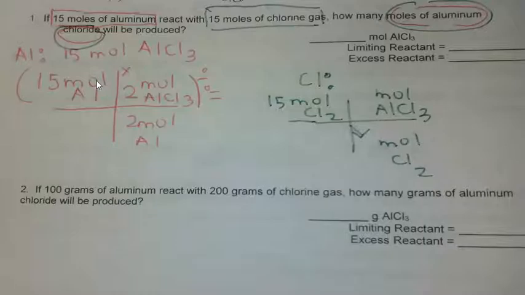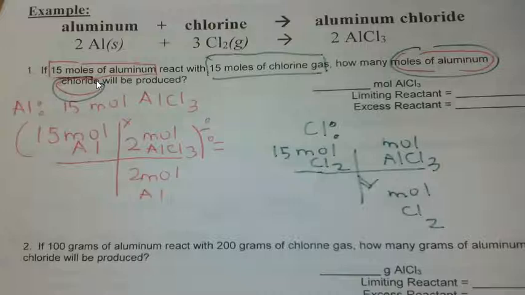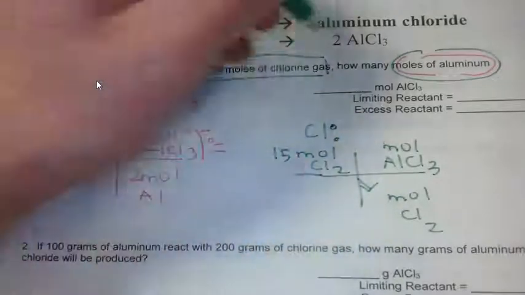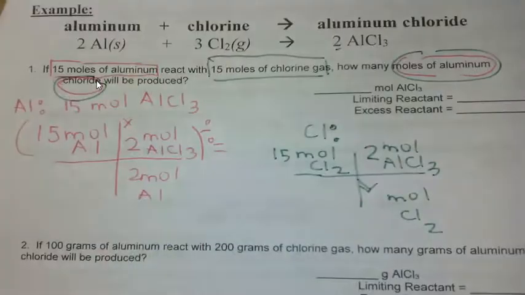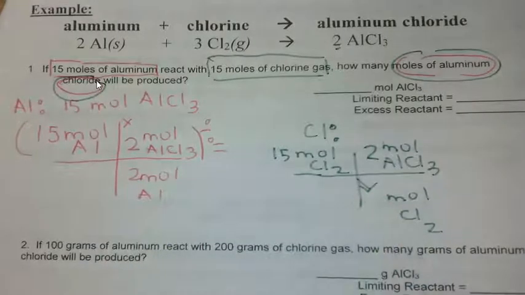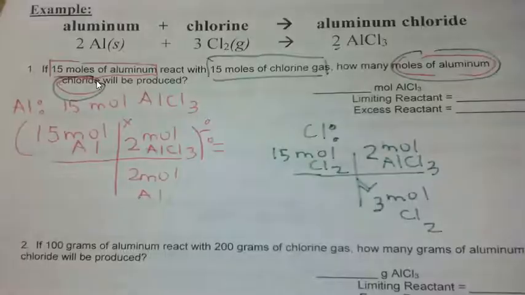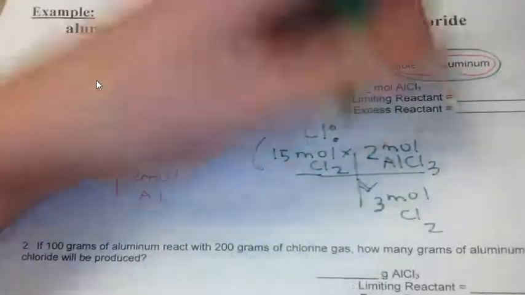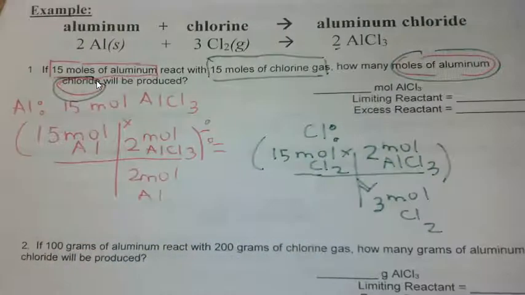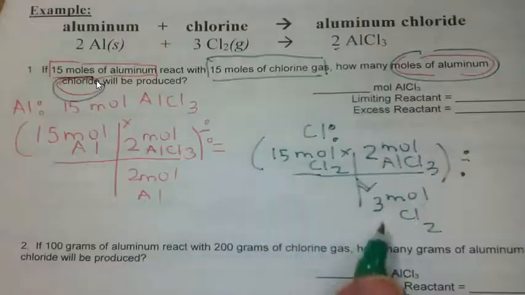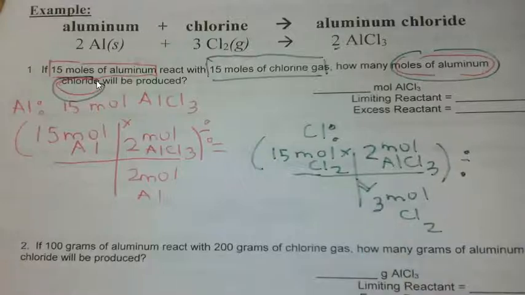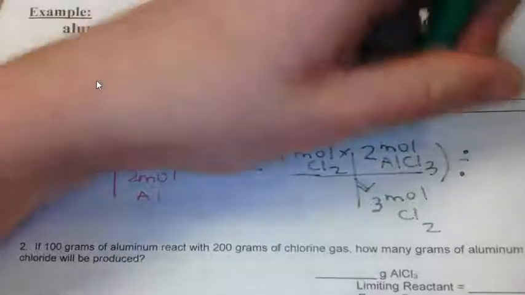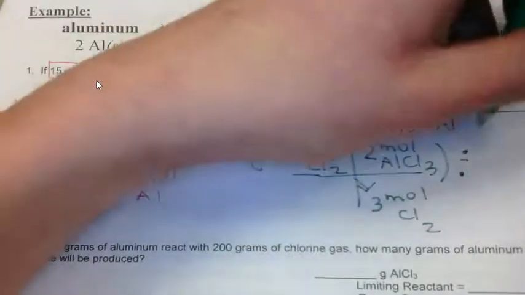Once again, I need to use my coefficients to fill in this part. Okay, AlCl3, this has a coefficient of 2, so that's going to go right there. But my moles of Cl2, I've got 3 right here. So we're going to solve it just like before. So in parentheses, 15 times 2, that is equal to 30, divided by 3. That is going to equal 10, okay? So using Cl, we can only make 10 moles of AlCl3.